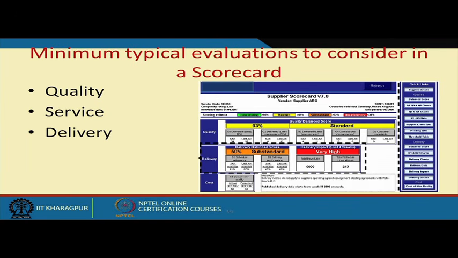The typical criteria involved in a scorecard are quality, service and delivery, and as shown in this dashboard, the data comes from various departments who have already purchased from this supplier, and they enter the values which appear in the scorecard.